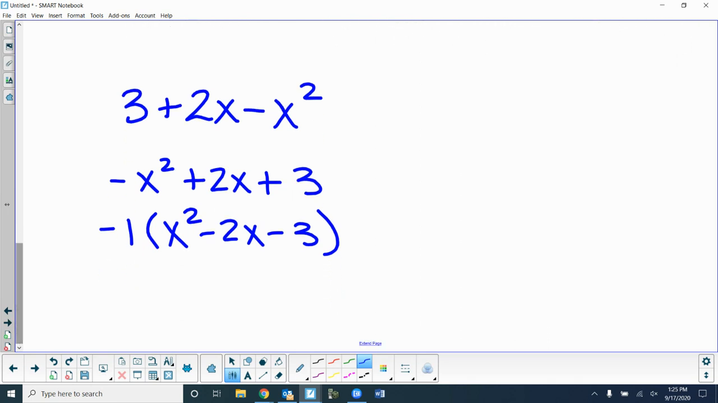Can I go any further in that factoring? Yeah, go ahead, Nick. It would be x plus 1, and then x minus 3. Right. Negative 3 times positive 1 equals negative 3, and negative 3 plus 1 is negative 2. Be on the lookout tomorrow for a negative in front of an x squared.